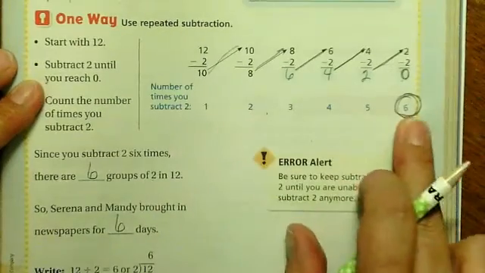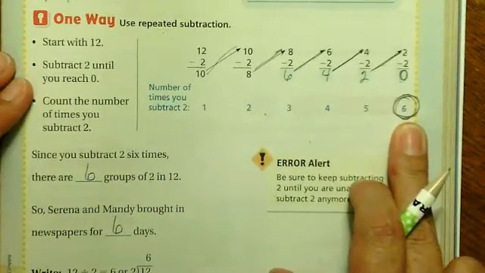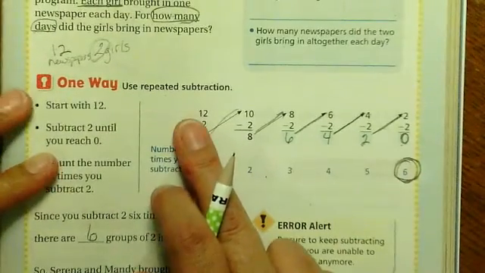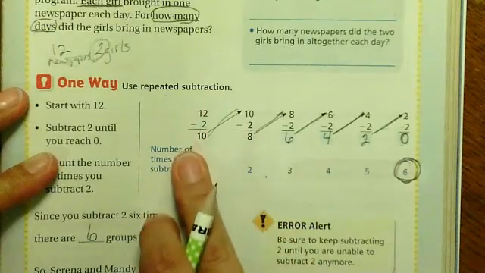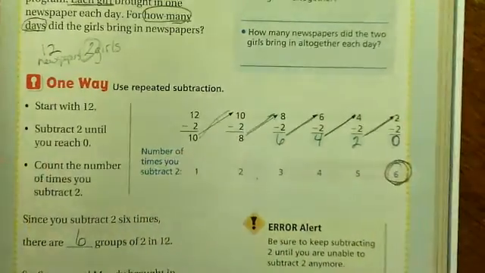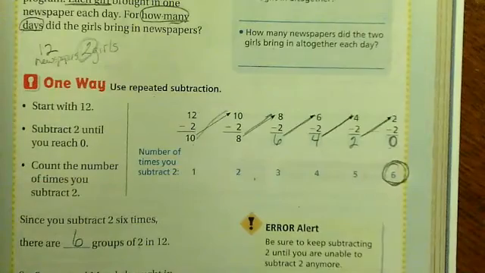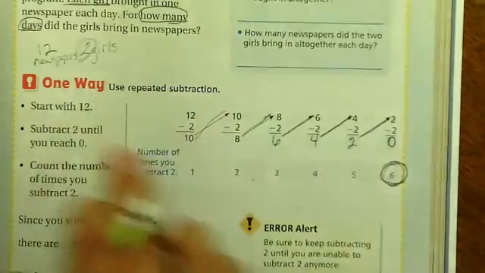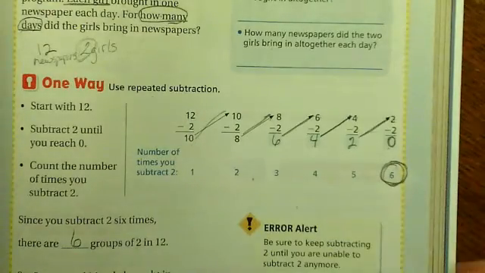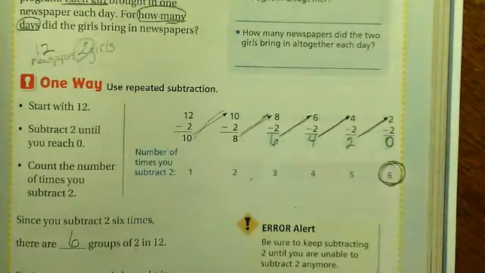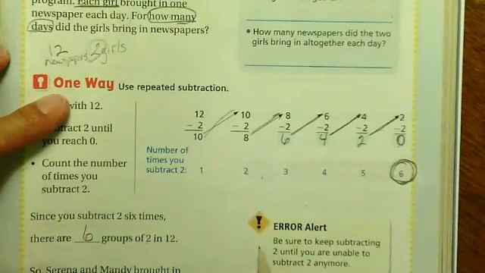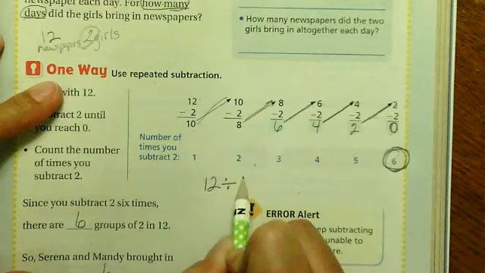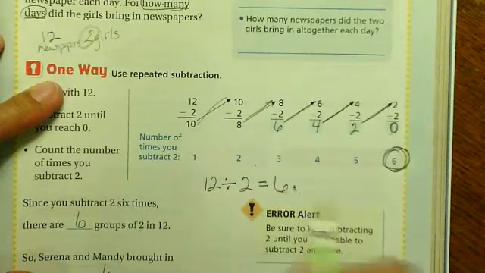So repeated subtraction can help us divide. I find it easier to use this with smaller numbers. So anything 20 or below, depending on what your divisor is. Because you could end up subtracting a whole lot of times if you're using really big numbers. So repeated subtraction is a great strategy to use when you're doing small numbers. So in the end, we know that 12 divided by 2 equals 6.